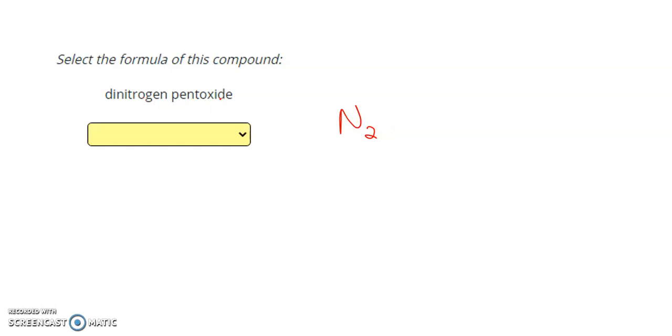Dinitrogen pentoxide. Pent means 5. Oxide is oxygen with the ending changed. So pentoxide is O5, little 5 at the bottom. Dinitrogen pentoxide is N2O5. Two nitrogen atoms, 5 oxygen atoms.